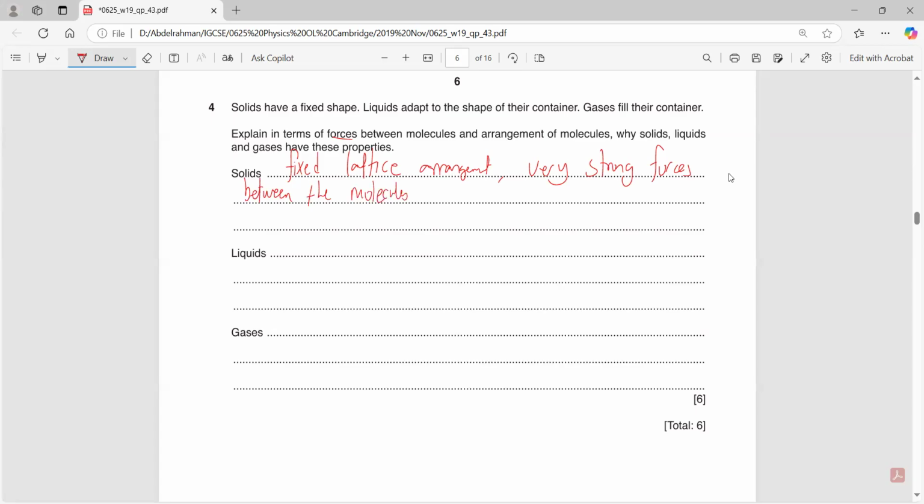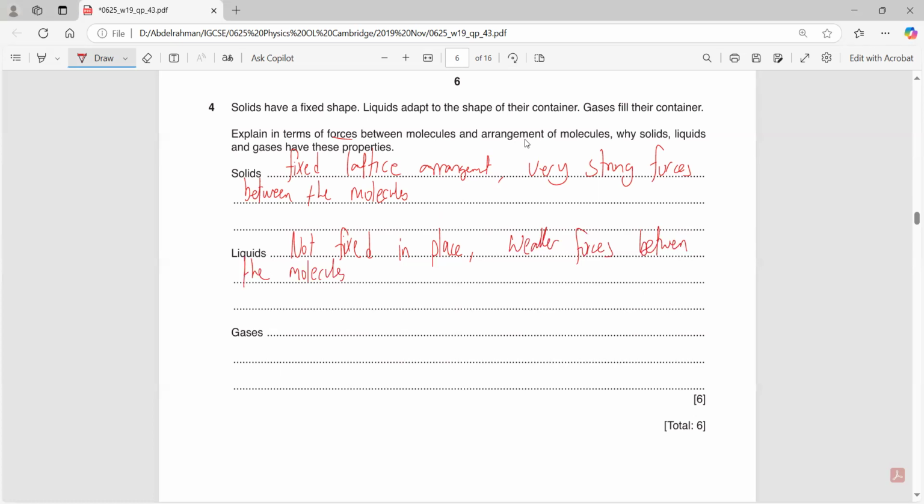What about the liquids? Do they have a fixed shape? No, they are not fixed in place. They actually slide over each other, and we can say they have an irregular arrangement. The distances between them are larger, and they have weaker forces between the molecules.